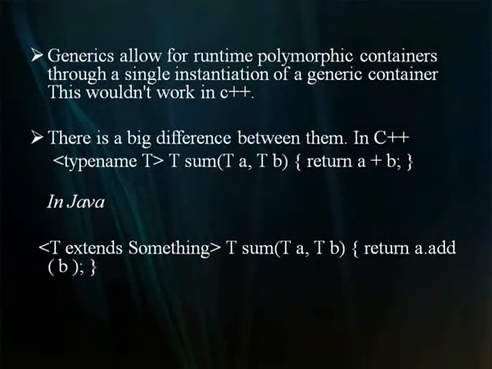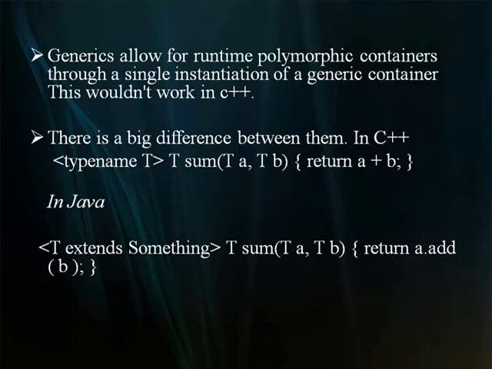Generics allow for runtime polymorphic containers through a single instantiation of a generic container. In Java, all the objects are references and all references are the same size and so can be handled by the bytecode. However, a necessary implication of having only instantiation of bytecode is type erasure.